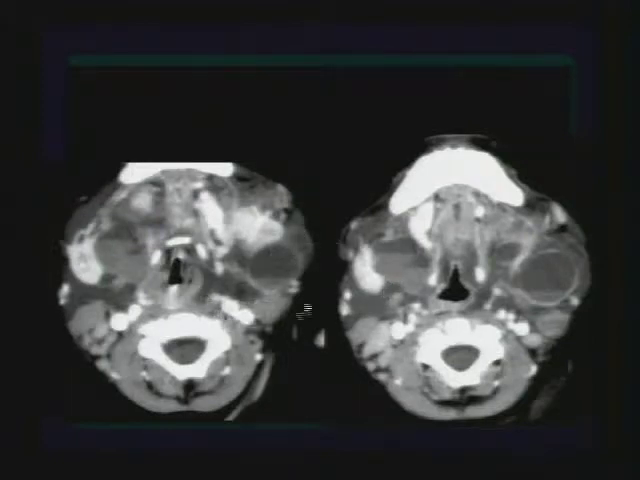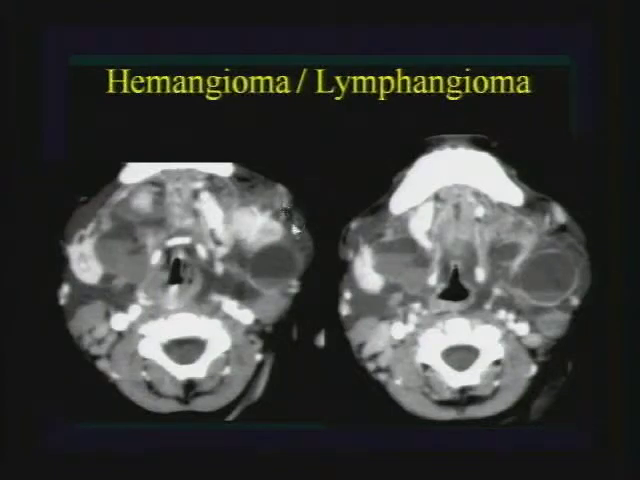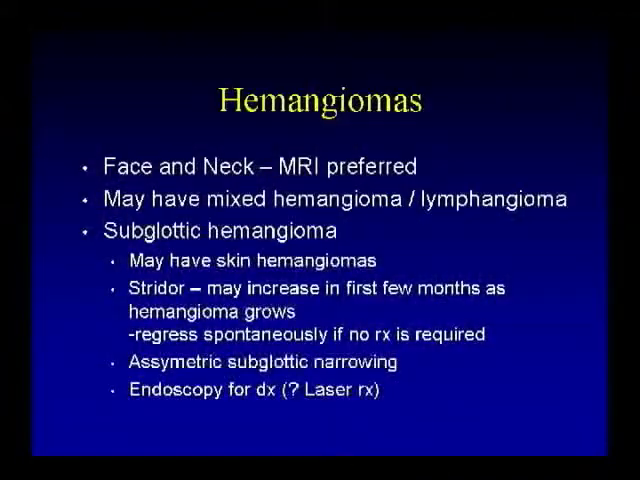Sometimes there are mixed lesions. Here you can see some areas with enhancement, some areas with cysts, some with fluid levels, and this is a mixed hemangioma and lymphangioma, so they can coexist. Now we try to use MRI in the face and neck if possible to avoid radiation, but occasionally we use CT if we can just throw them in there without any sedation and establish the diagnosis quickly. As I said, the stridor may increase because it's not very big at birth, and then it grows over the first few weeks or months.